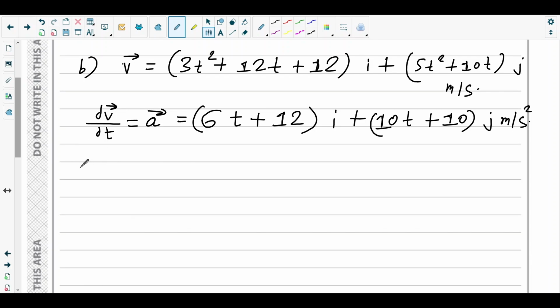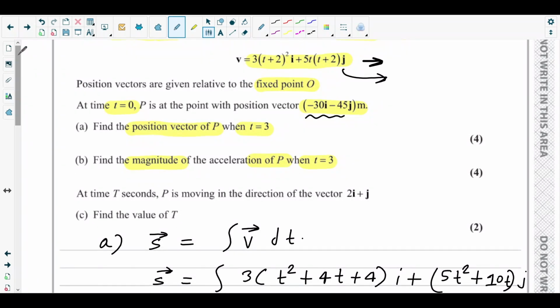Now t equals 3. When t equals 3, the acceleration vector of the particle P is 6 times 3, which is 18, so 18 plus 12 is basically 30i, plus 10 times 3, which is 30, so 30 plus 10 is basically 40j meters per second squared. Okay, we got the acceleration vector.